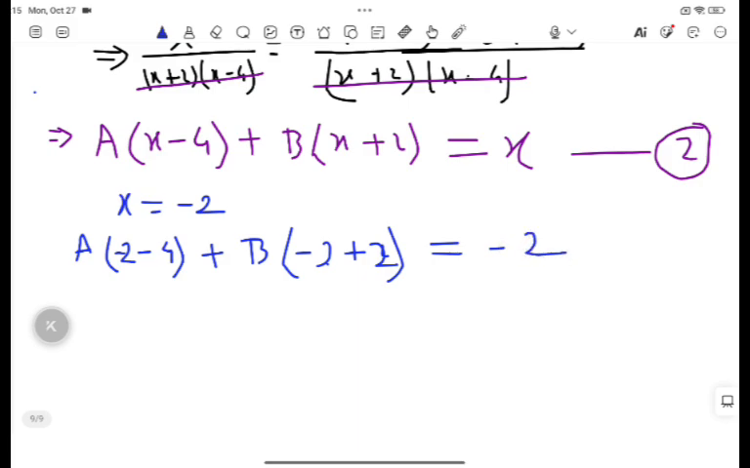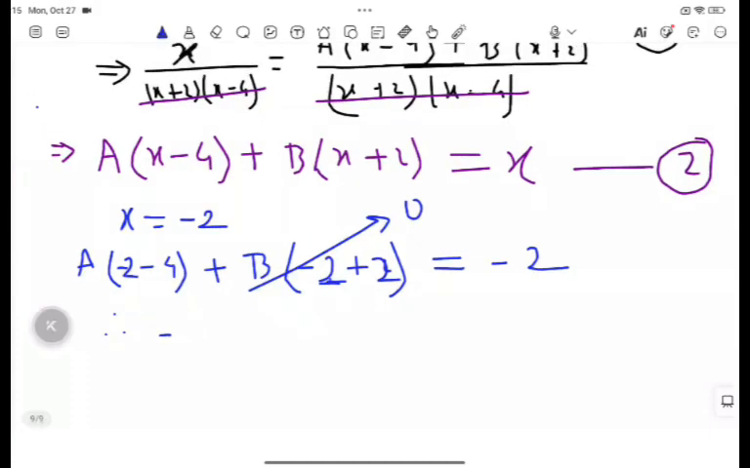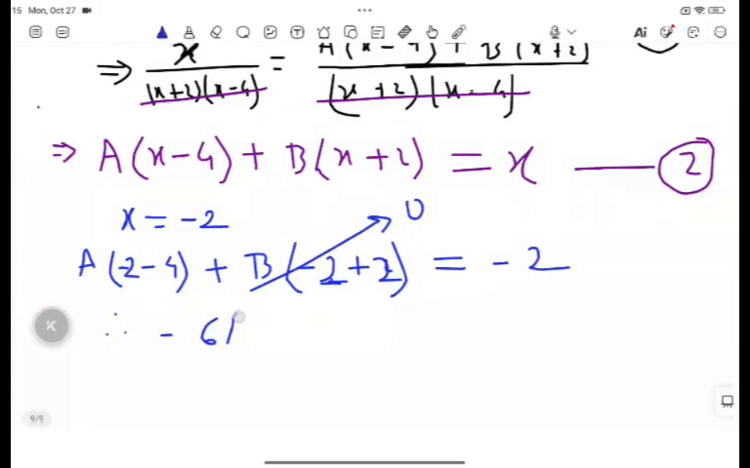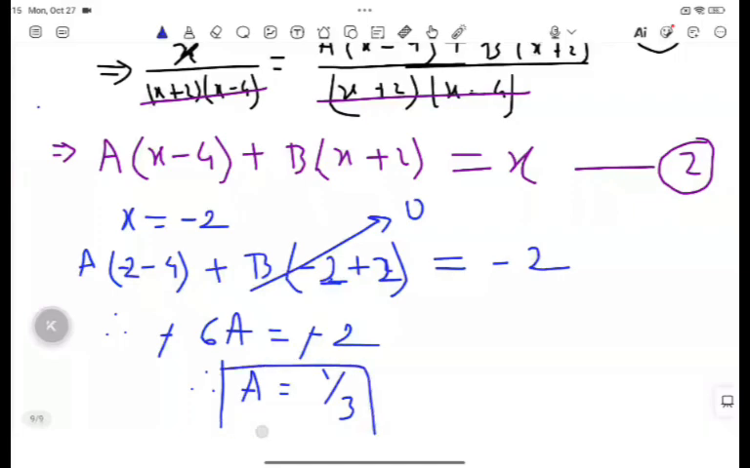and right hand side by -2 for x. This is 0. -2 plus 2 is just 0. So this whole term is just 0. So we're just left with -2 minus 4 is -6, -6a equal to -2. Minus cancelled out. So a equal to 2 upon 6, which is 1 upon 3.